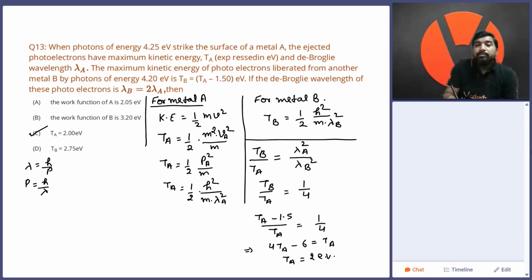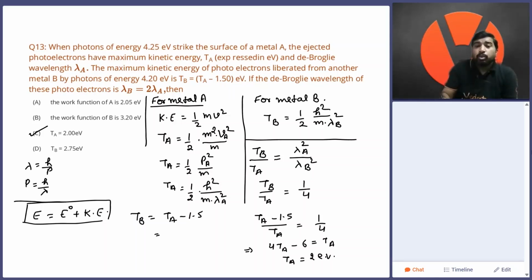As you know from the photoelectric effect, E is equal to E naught plus kinetic energy. You just need to put the value. First you need to calculate the Tb. So Tb is equal to Ta minus 1.5, the value of Ta is 2, so 2 minus 1.5, so Tb is equal to 0.5. Definitely D is the wrong statement.